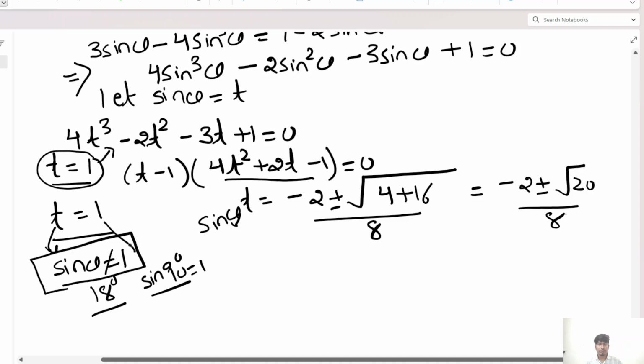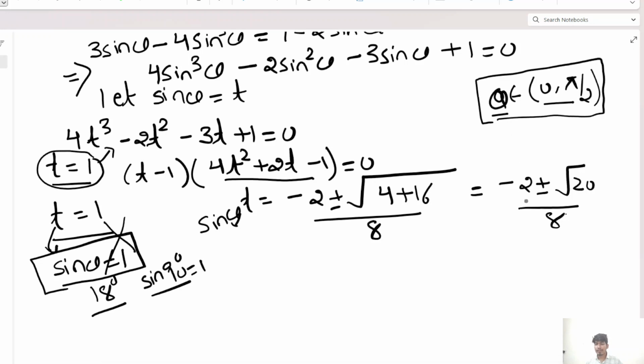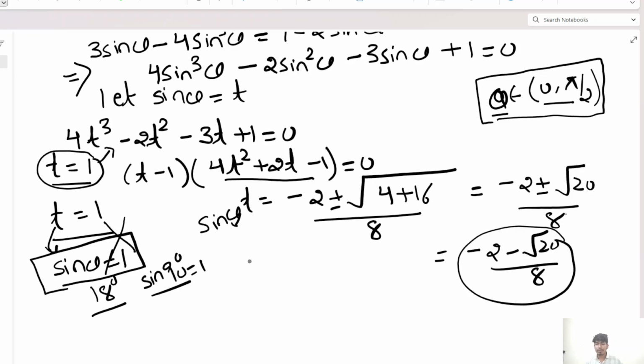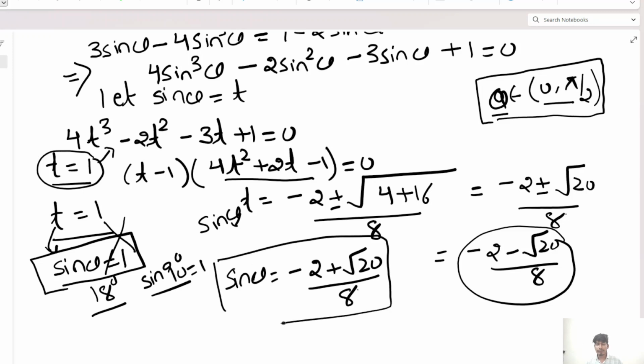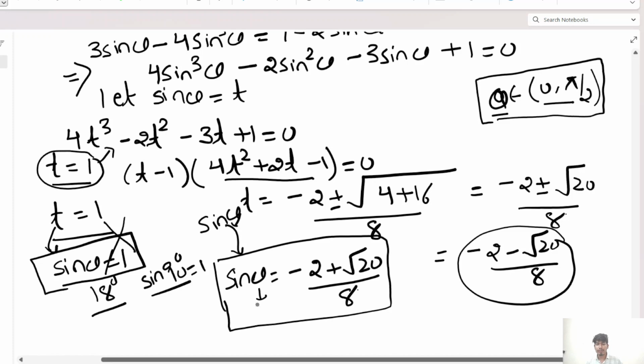So this is cancelled. Similarly, theta belongs to the first quadrant, 0 to pi by 2, that is 0 to 90 degrees, meaning sine theta is positive. So the value minus 2 minus root 20 upon 8 is negative and can't be sine theta. One value is left, minus 2 plus root 20 upon 8. This is the value of sine theta, and since theta is 18, this is the value of sine 18.